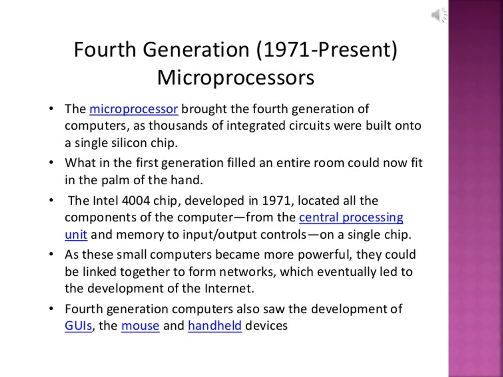From 1971, the fourth generation computer used the microprocessor. The microprocessor brought the fourth generation of computers as thousands of integrated circuits were built onto a single silicon chip. What filled an entire room in the first generation would now fit in the palm of the hand. The Intel 4004 chip developed in 1971 located all the components of the computer, from the central processing unit and memory to input output controls, on a single chip.